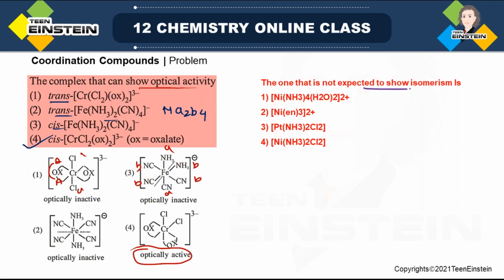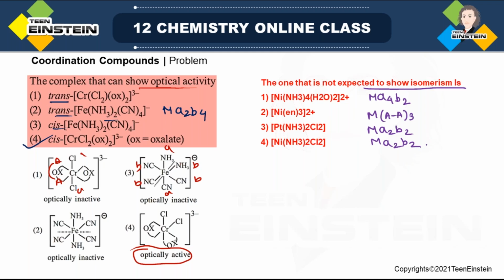The one that is not expected to show isomerism. Okay, so it is not asking about geometrical isomerism or optical isomerism. It is simply saying not expected to show any type of isomerism. Okay, so for the first complex, just write the type MA4B2, because here B is water, A is ammonia. Now the second one, en, that means we have a symmetrical bidentate ligand. So it will be M, capital A, whole 3. Then type 3, Pt(NH3)2Cl2. So this is MA2B2. And the last one is also MA2B2.